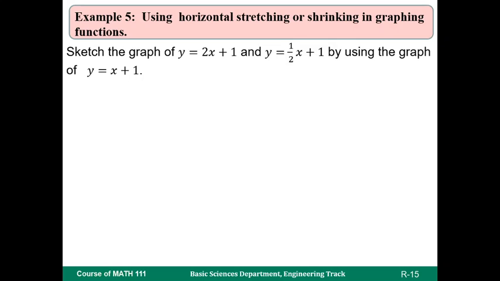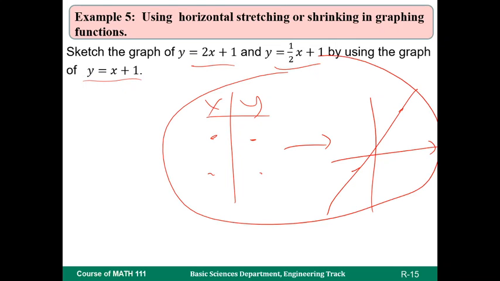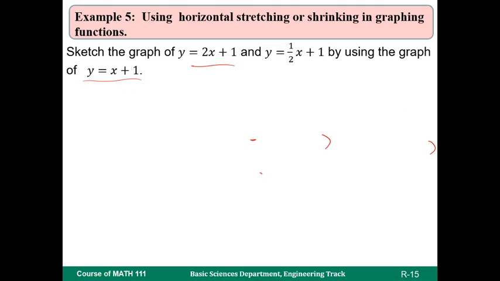Example: sketch the graph of y equal to 2x plus 1 and y equal to 1 over 2x plus 1 using the graph of y equal to x plus 1. Indeed, these are all line equations. You can make the graphs of them by just plotting points, by making a table and picking 2 points. But we are not interested in this. We want to see how the stretching works here.